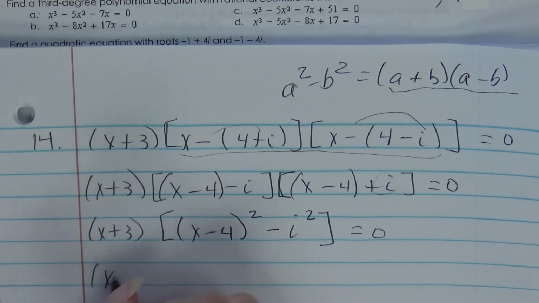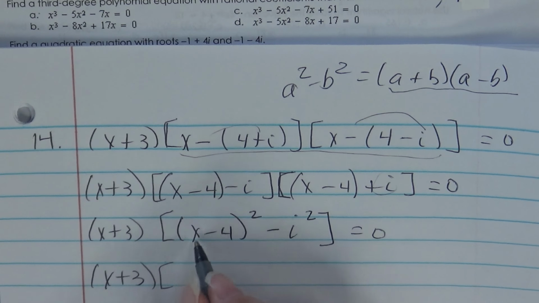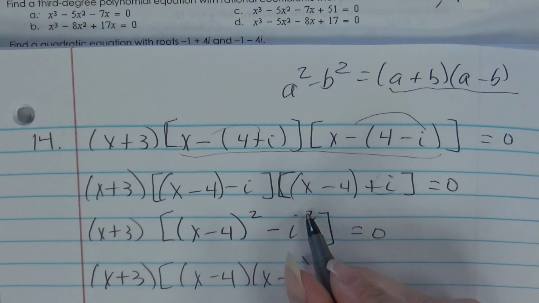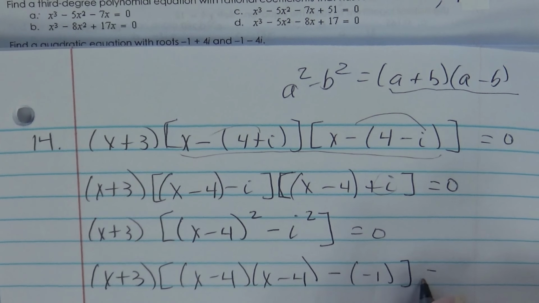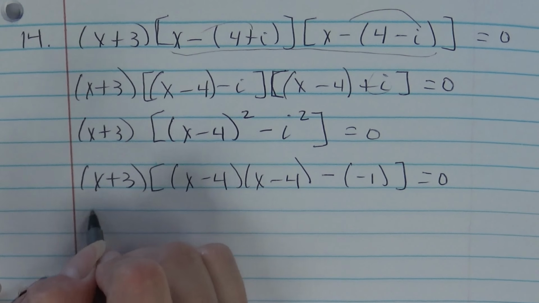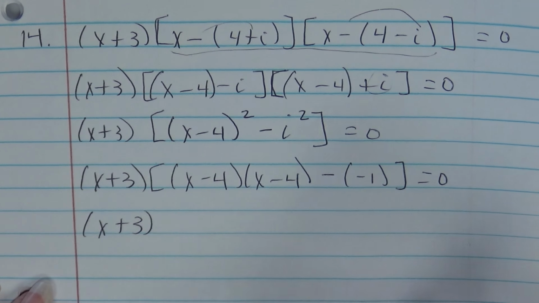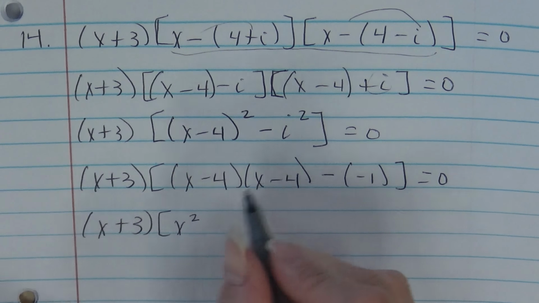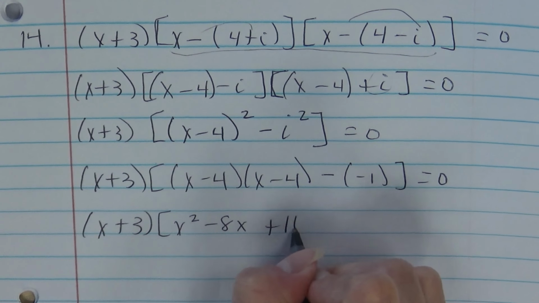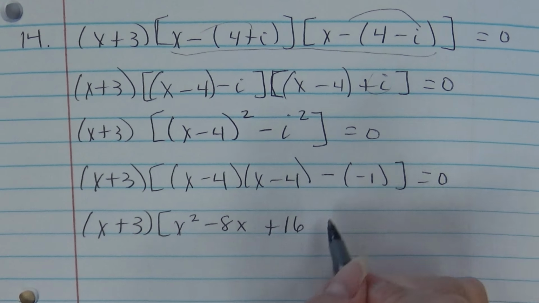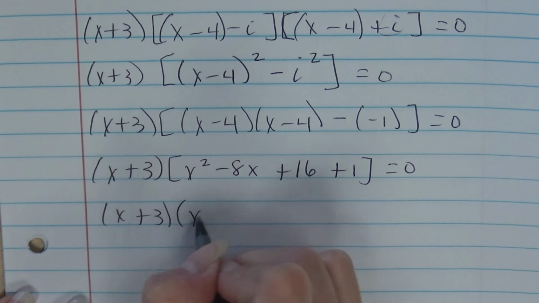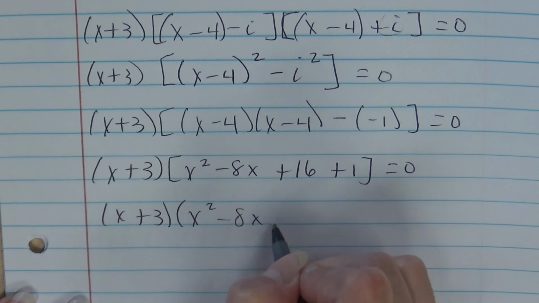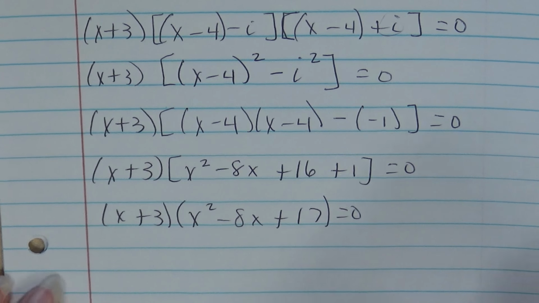So we'll still bring down the x plus 3. All right, here we've got x minus 4 times x minus 4 minus i squared, which I know is -1, so substitute that in. And then I've got a FOIL here, that's x squared minus 4x minus 4x, so minus 8x plus 16 plus 1. Now I have x plus 3 times x squared minus 8x plus 17 equals 0.